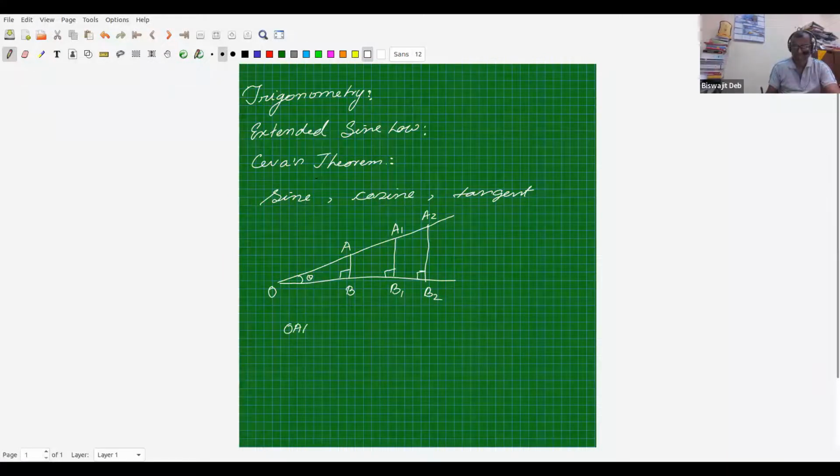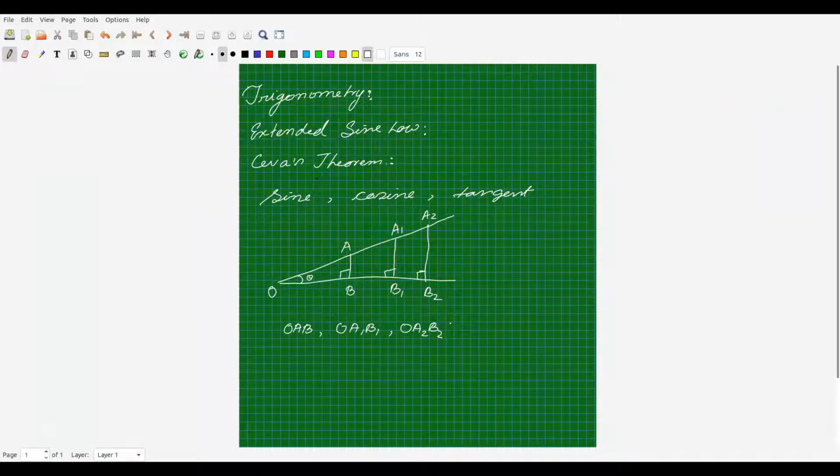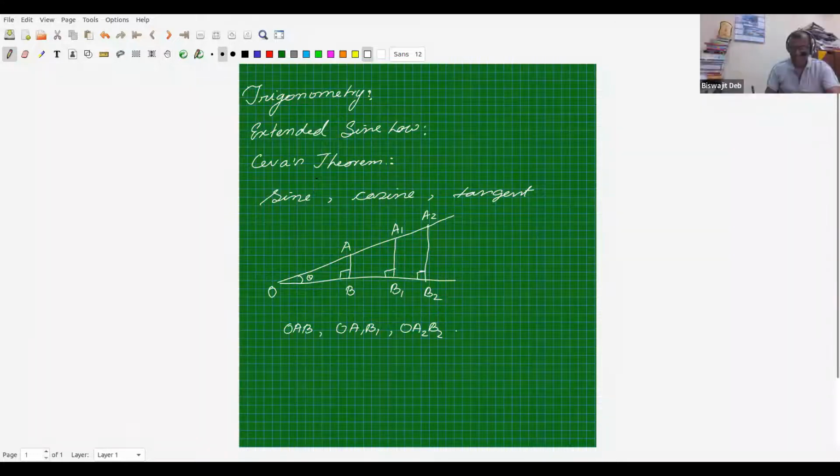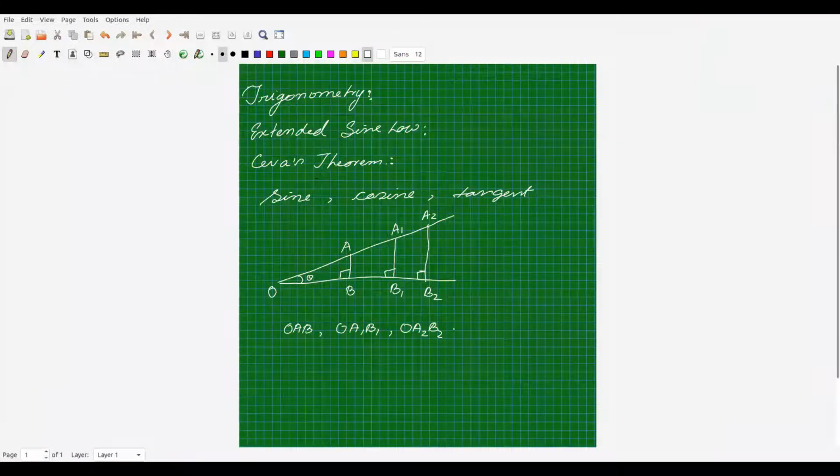So what can we say about these triangles? Triangle OAB, triangle OA1B1, triangle OA2B2. To make the session interactive, I would like anyone of you to give the answers. What can we say about these triangles OAB, OA1B1, and OA2B2? Sir, all of them are right angle triangles. Right angle triangles. Anything else? They are similar. Very good.